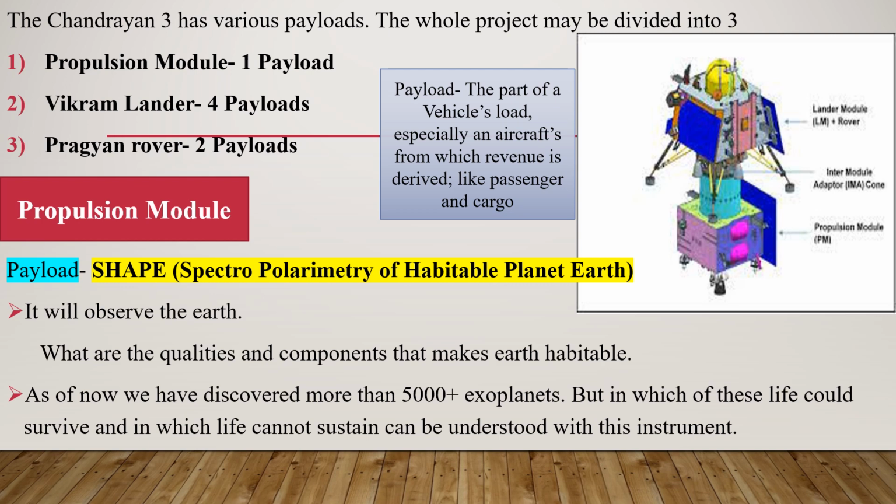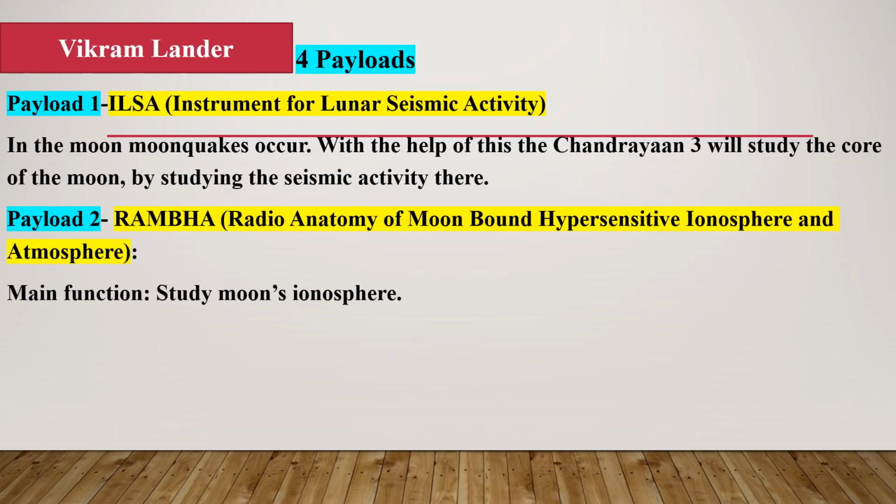Next is the Vikram lander, which consists of 4 payloads, of which the first is ILSA. The full form of ILSA is Instrument for Lunar Seismic Activity. Like the name itself suggests, it will study the seismic activity which occurs on the moon.